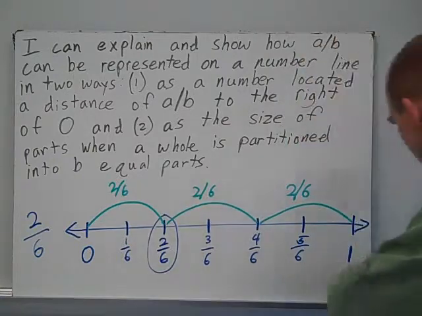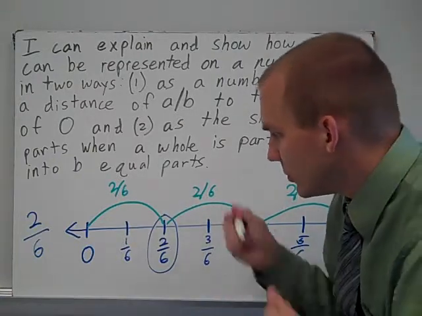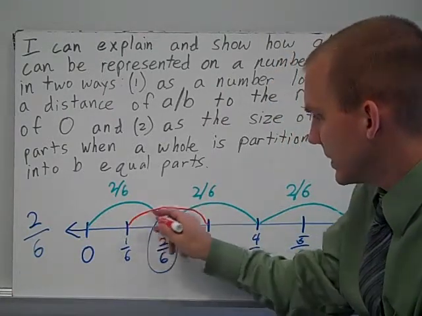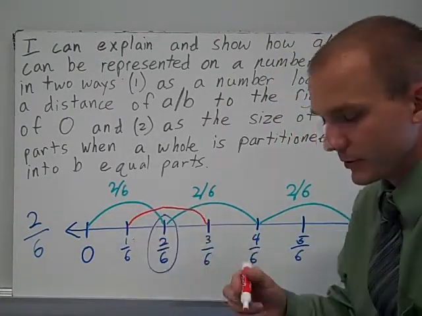You could also consider this, that you could also do 2/6 from, say, 1/6. You could go 1, 2. And this here would be 2/6 as well, from 1/6 to 3/6.